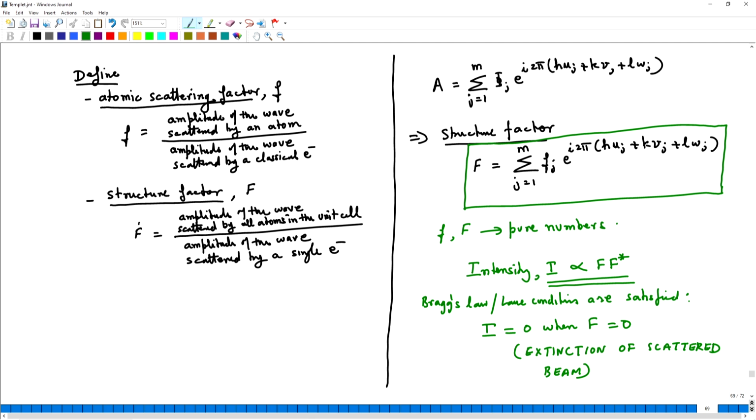And this structure factor will come out to be very useful in analysis of crystal structure. So, I conclude this lecture here. In the next lecture, we will do some calculations based on the structure factor. Thank you.